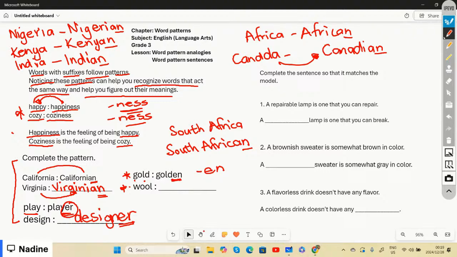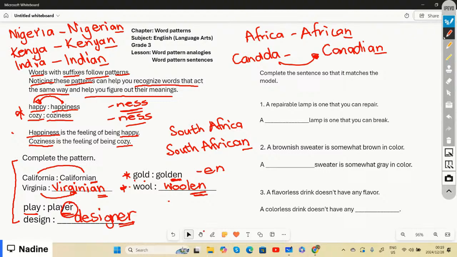Yes, well done. So which means that if your jersey is made of wool, then well done. We can say it is a woolen jersey. Well done. So, do you see the pattern that we follow, right? When it comes to words with suffixes, right? There we have golden, we added an en. So now if something is made of wool, then we also add en, woolen. And that is basically the pattern that we have followed.